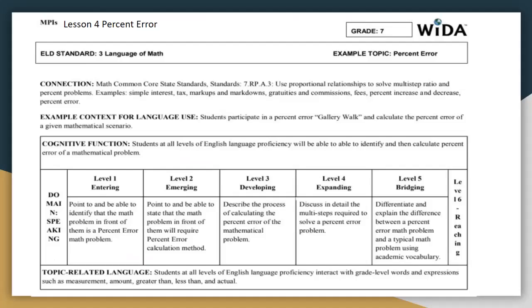This is evaluating the domain of speaking. So in level 1, students will have to point to and be able to identify that the math problem in front of them is a percent error math problem. Working their way up through levels 2, 3, and 4, the final level 5 would be students can differentiate and explain the difference between a percent error math problem and a typical math problem using academic vocabulary.